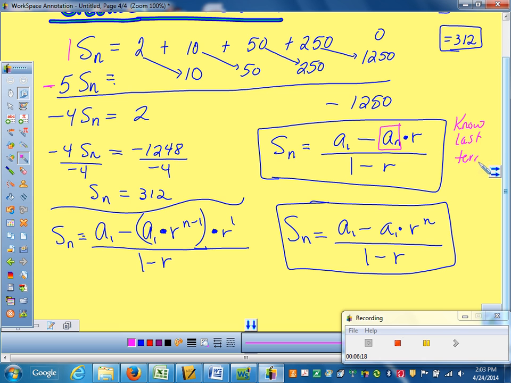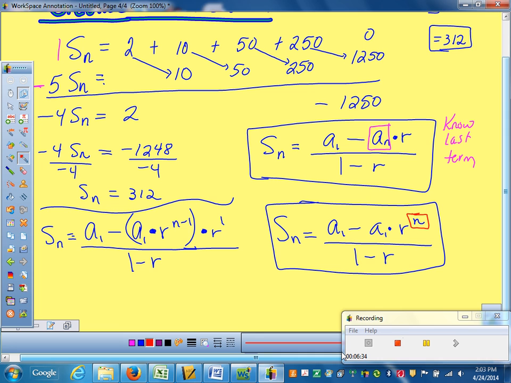Okay, what is down in this second formula that you don't see in the top formula? The r is the same, it's actually just the n. What does n stand for? Yeah, it's the number of terms you have. So if they tell you you're doing 10 terms, then you know n's 10.